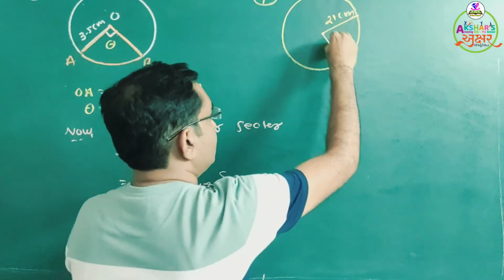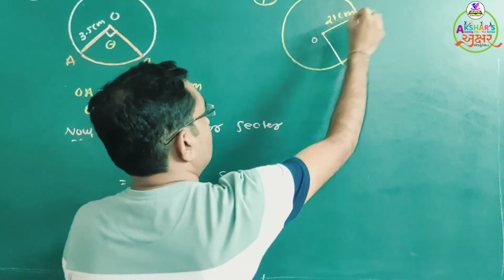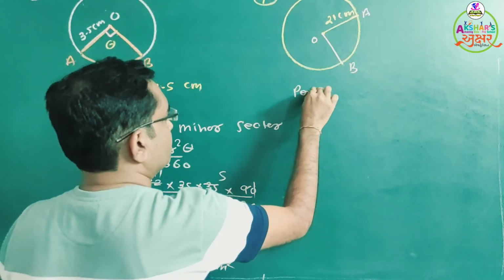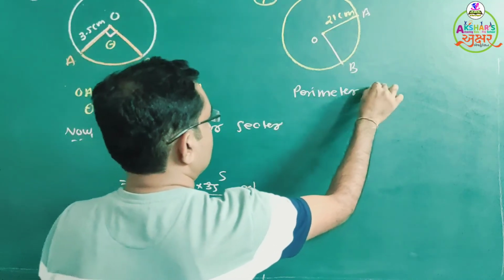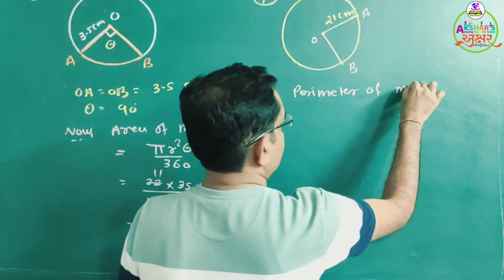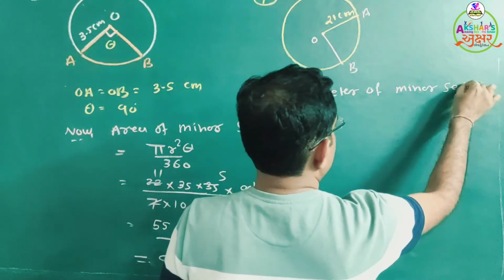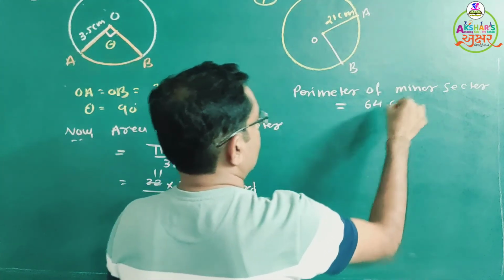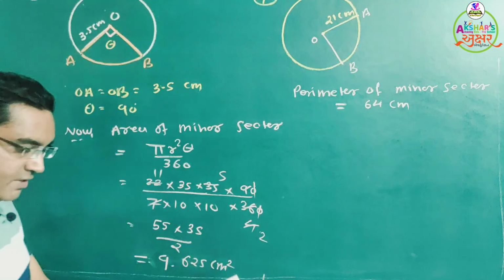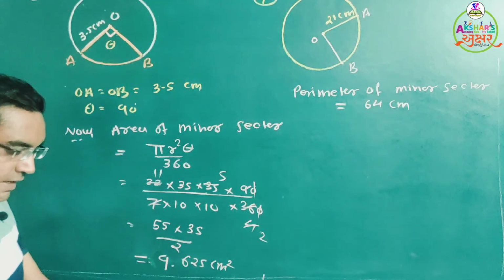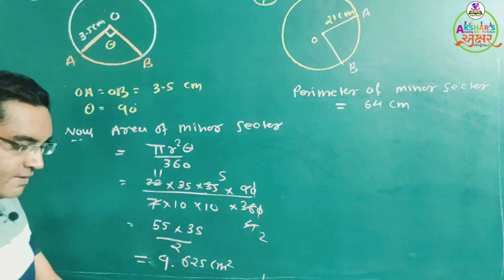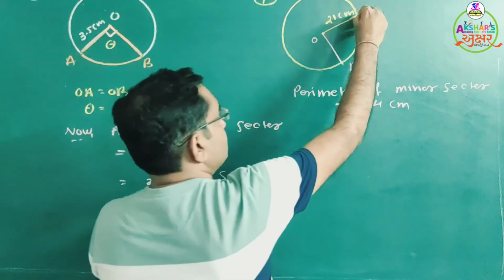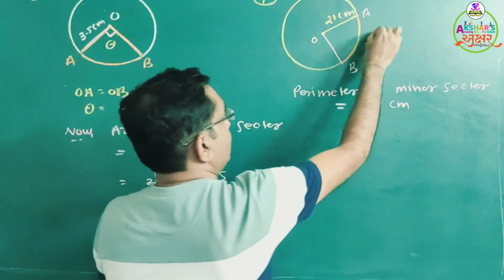So this is the minor sector. This is O, this is A, this is B. Perimeter of minor sector given is 64 centimeter. So if the perimeter of minor sector is 64 centimeter, then the length of the arc of that sector is dash centimeter. Length of the arc, this is minor arc, we have to find the length of this minor arc.